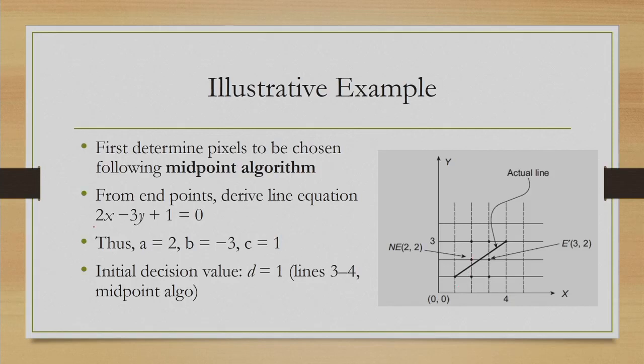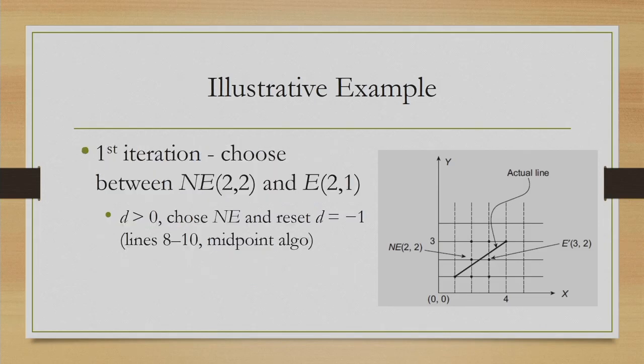So, the line equation can be given in this way, where we get A equal to this, B equal to this and C equal to this, and the initial decision value D is given as 1. So, in the first iteration we need to choose between NE and E. D is greater than 0, if we can see. So, then we need to choose NE, that is this pixel, and then reset D.